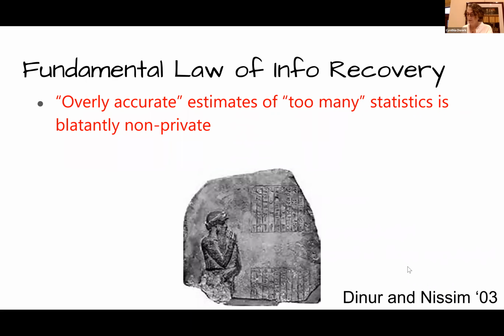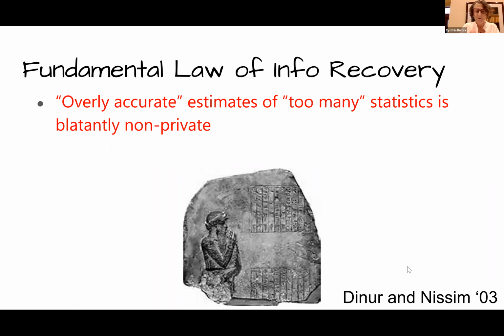And this differencing attack is just one example of how seemingly innocuous large statistical queries over large sets can be combined to compromise privacy. More generally, the so-called fundamental law of information recovery, also known as the database reconstruction theorem, says that overly accurate estimates of too many statistics is blatantly non-private and completely destroys privacy.